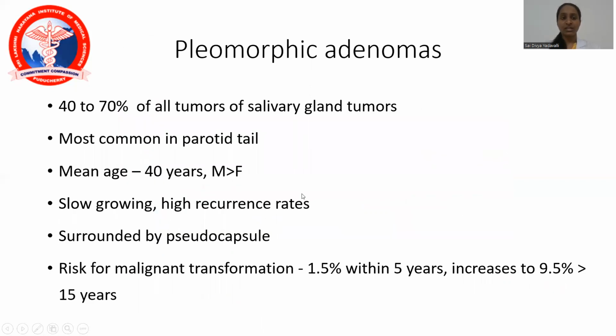Pleomorphic adenomas: 40 to 70% of all tumors of the salivary gland are pleomorphic adenomas. They are most commonly seen in the parotid tail. The mean age of occurrence of pleomorphic adenomas is 40 years with a male predominance. They are slow-growing tumors with a high rate of recurrence, surrounded by a pseudocapsule. There's a risk of malignant transformation of 1.5% within 5 years, which increases to 9.5% when the tumor has been there for more than 15 years.